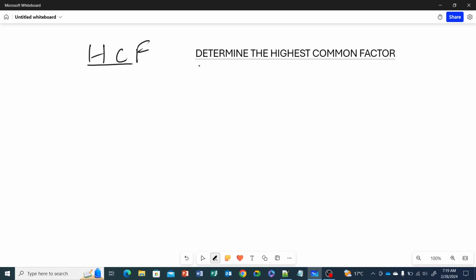Now the first question will be determining the highest common factor between the following numbers. Okay, the first number that we have will be 14. Then we will also deal with 154. We will also deal with 28. Okay. Now, let us determine the prime factors of 14. Okay. Now we have 14.